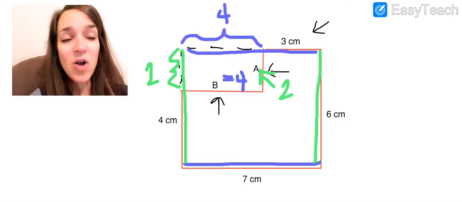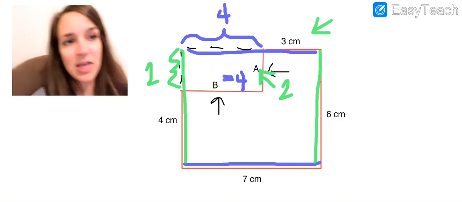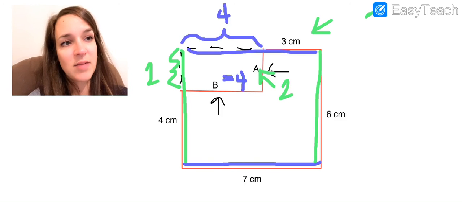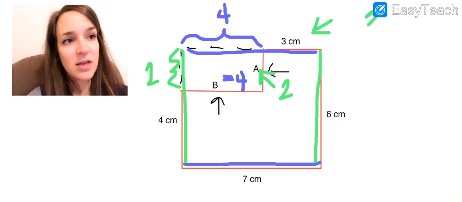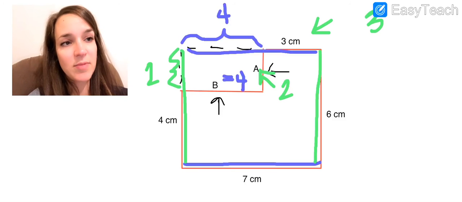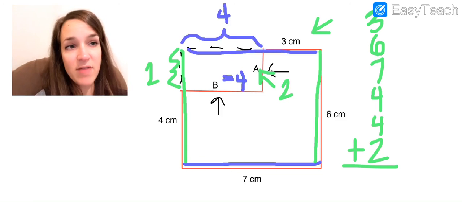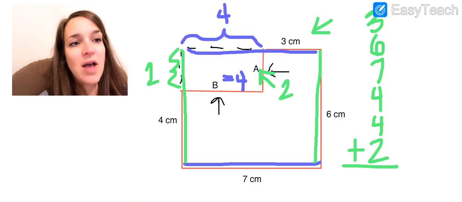So now we can just add up all our sides, okay? So let's start at the 3 and make our way around. If we start back here again at the 3, then that's going to be 3 plus, going clockwise again like we did at the beginning, 3 plus 6 plus 7 plus 4 plus 4 plus 2. So that's all the way around the outside of our figure.